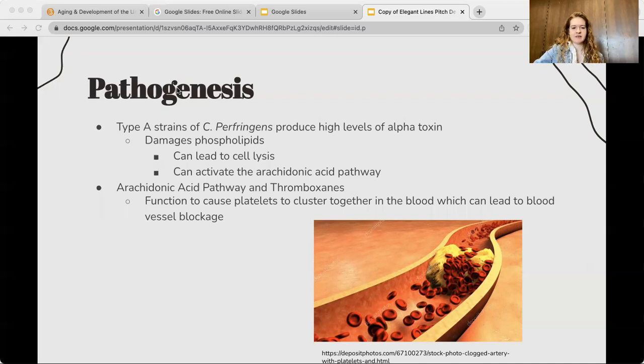And the toxin can also activate the arachidonic acid pathway, which is really important with inflammation because it produces prostaglandins, thromboxanes, and leukotrienes. And the most important of these is thromboxanes, which cause platelets in the blood to cluster together, and that results in the blockage of blood vessels. So as we talked about, that's really important because if there's no oxygenated blood coming in, the bacteria can really flourish.